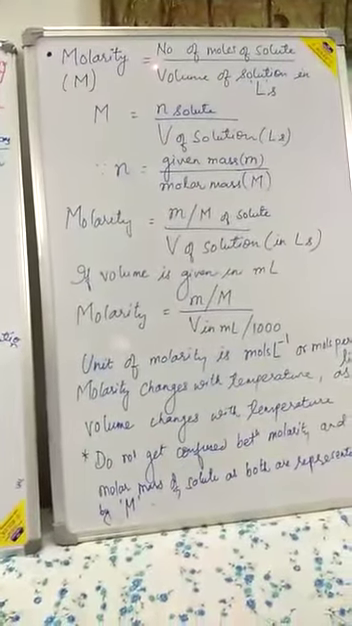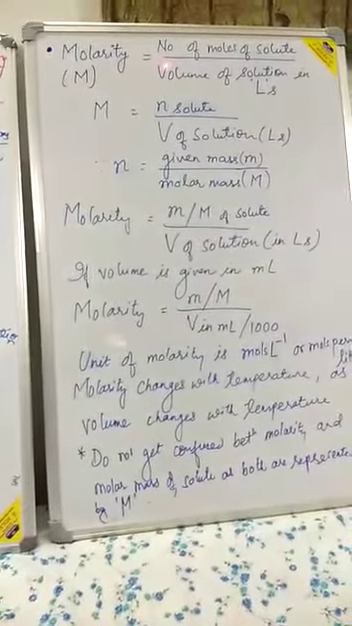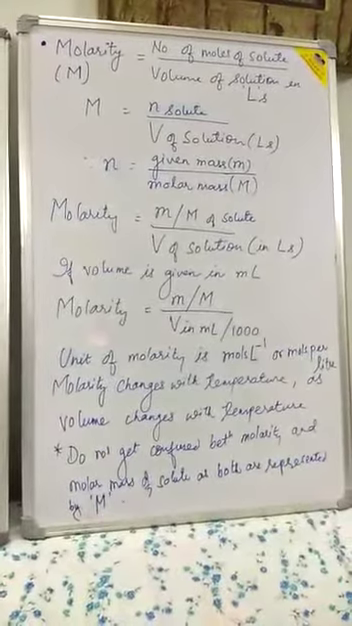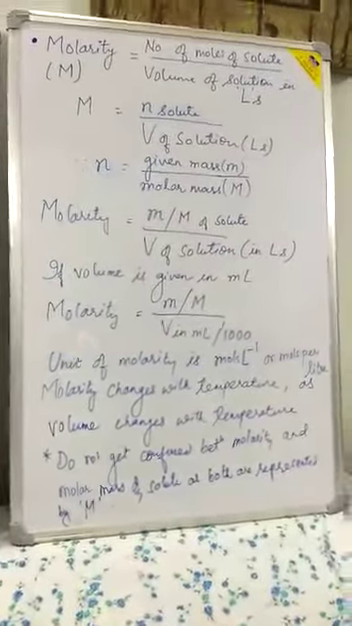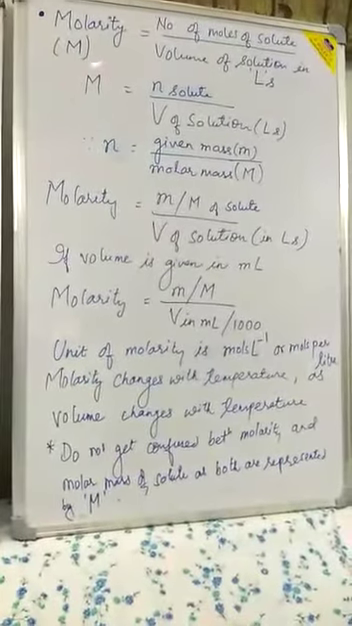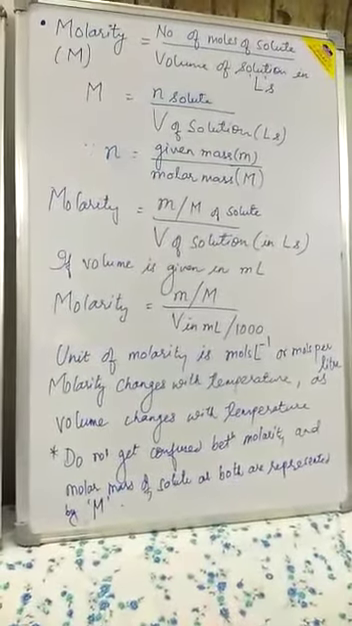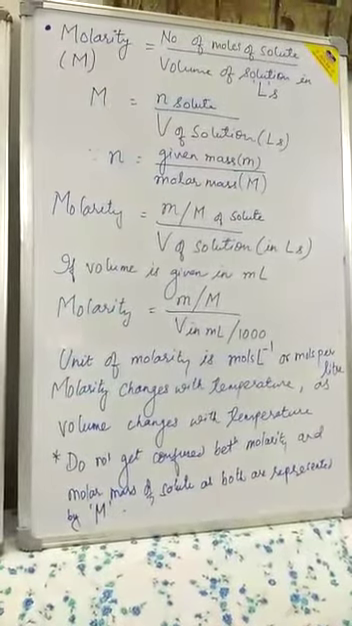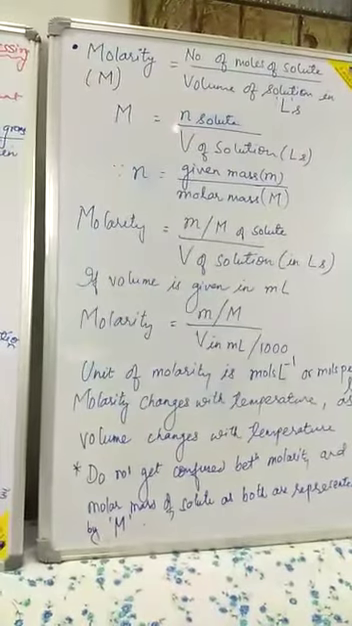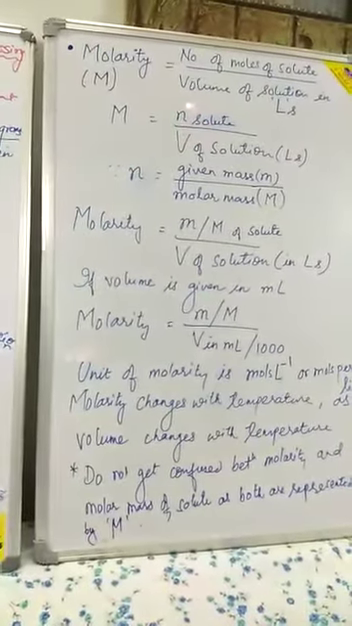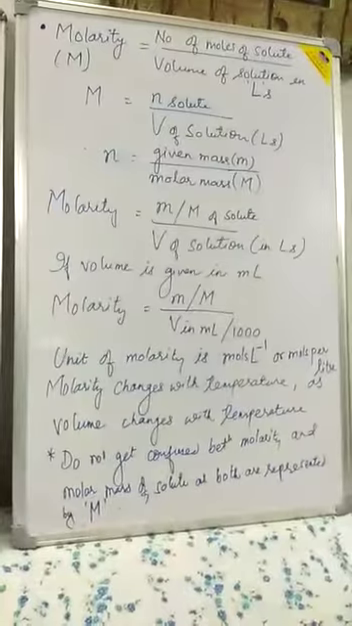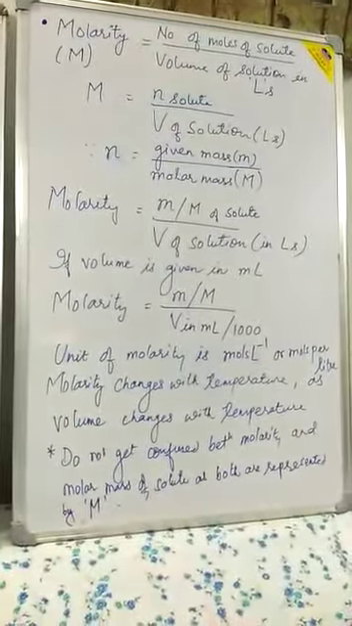is actually the number of moles of solute, you can also say gram moles, by volume of solution in liters. Molarity is represented by capital letter M. So M equals n of solute, that is the number of moles of solute, by V of solution in liters.